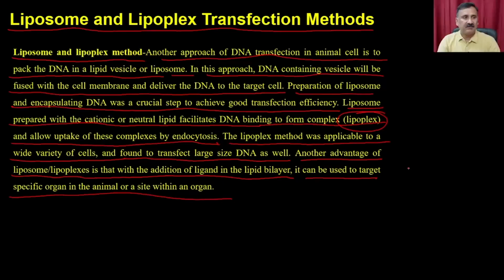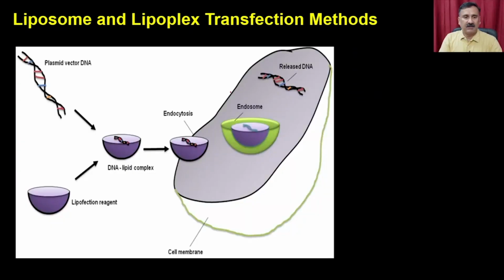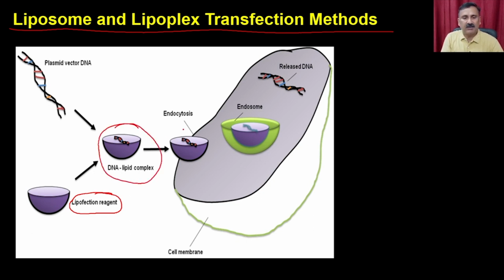Now let's go to the next method, and the next method is the liposome and the lipoplex transfection method. That is anyway something we have discussed. So this is the basic principle: you have the lipofectamine reagent, and that is going to make a complex with the DNA. So the DNA complex is going to be taken up by the cell by a process called endocytosis, and from the endosome this DNA is going to be released, and this DNA will go to the nucleus for the expression studies.